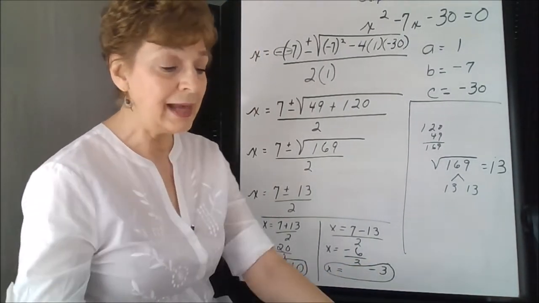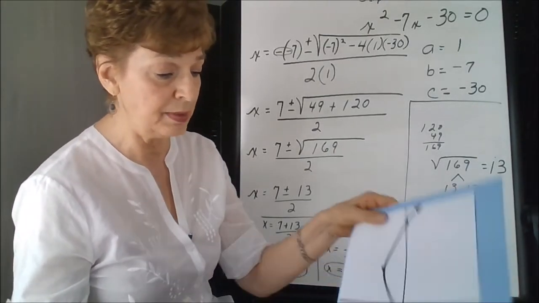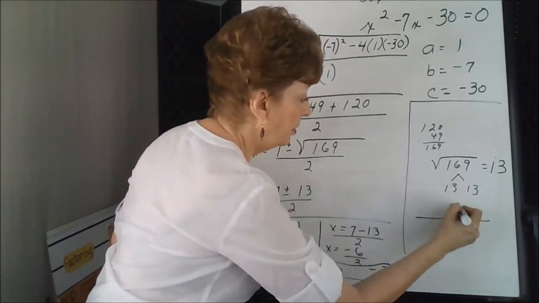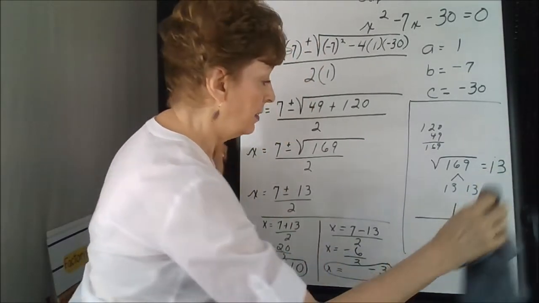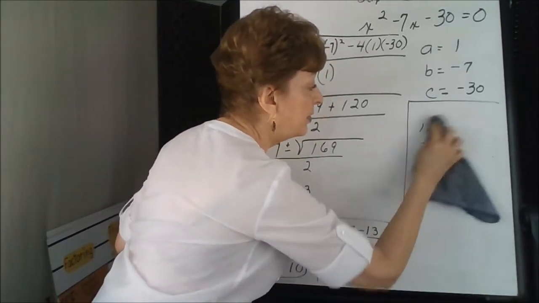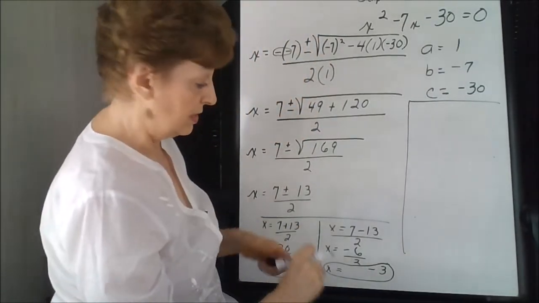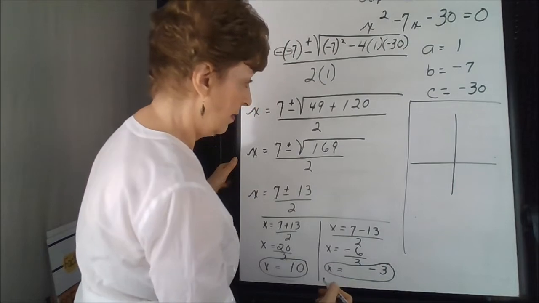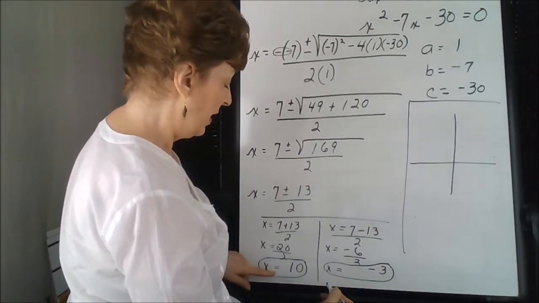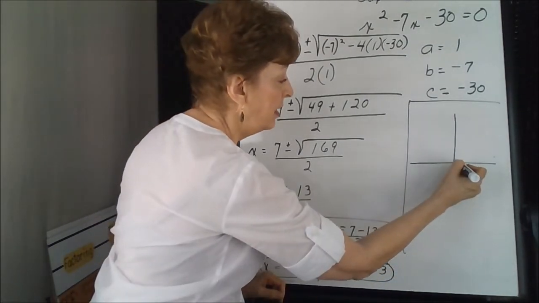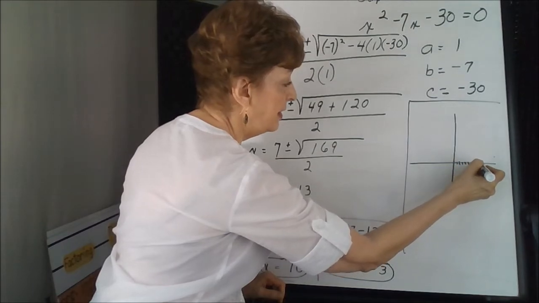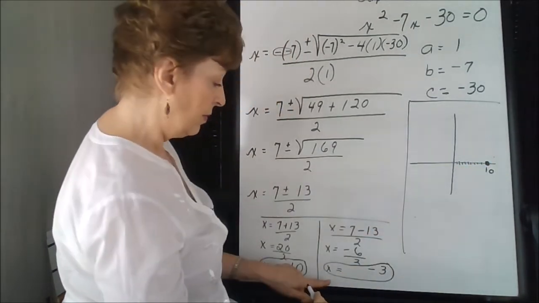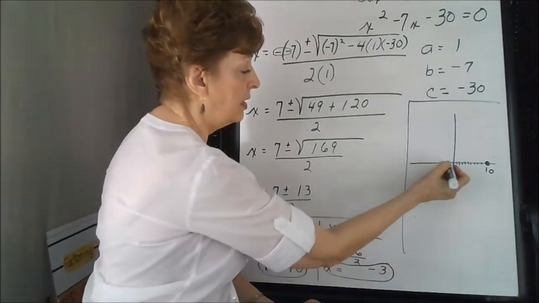If we were plotting this parabola, this is one of the places you can use these 2 answers. If we were to plot these on our axis, we have X is equal to a positive 10. 1, 2, 3, 4, 5, 6, 7, 8, 9, 10. Okay, so this is a 10. And then we have X is also equal to a -3.